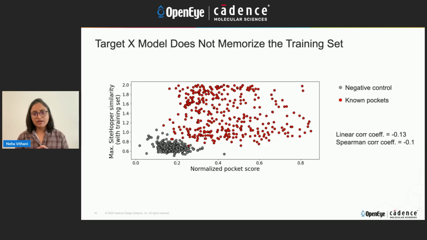We had taken utmost care in ensuring that there is no data leakage between the training and the validation set. We wanted to take one more step to ensure that the TargetX model has not simply memorized the training set. If the model has memorized the training data set, we would expect high predicted pocket score for the surface patches that look very similar to the examples present in the training set. However, we don't see any strong correlation between the predicted pocket score and its similarity with the examples present in the training set, suggesting that the TargetX model has not simply memorized the training set, but it has learned something useful from the training data.